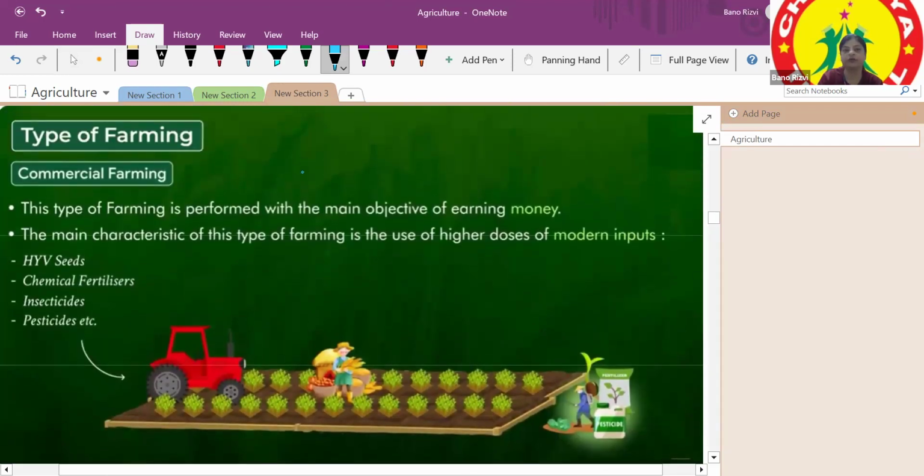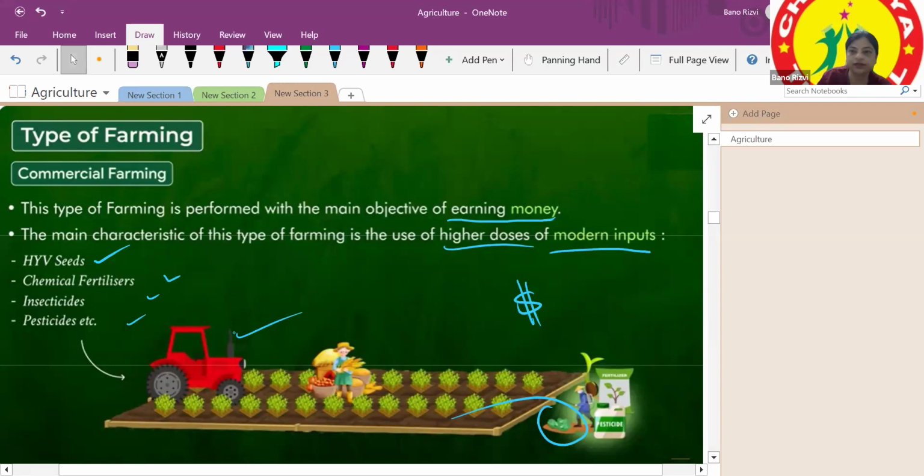This type of farming is performed with the main objective of earning money, like it is commercial. The main characteristic of this type of farming is higher doses of modern inputs. Modern means they use hybrid, high yielding seeds. They use chemical fertilizers, insecticides, and pesticides. Tractors are used. Plantation is done mostly for money, or you can say the Indian currency. This is the logo for the Indian currency.